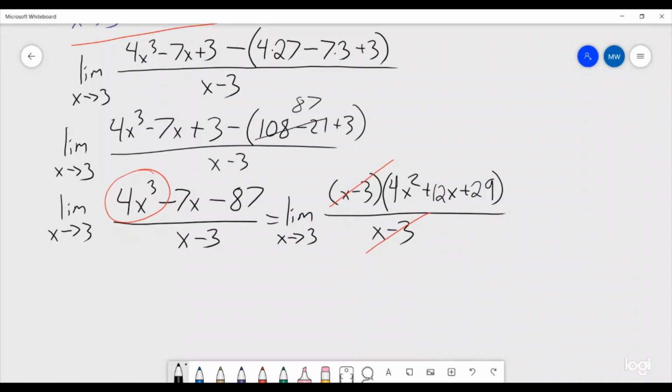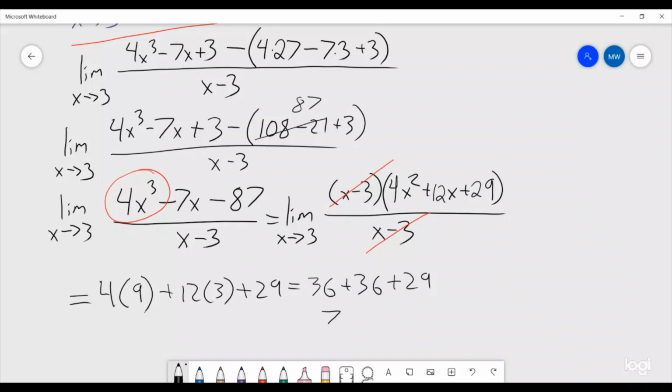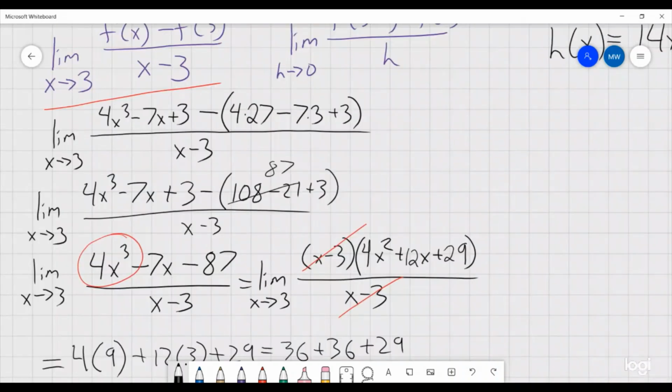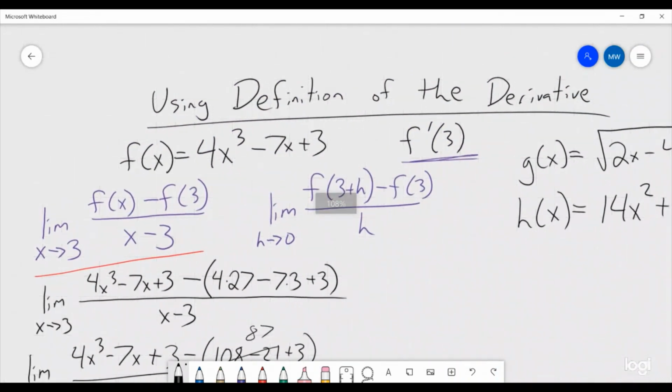Well, now we can plug in 3, so that's equal to 4 times 3 squared, which is 9, plus 12 times 3 plus 29. So this is equal to 36 plus 36 plus 29, that's 72 plus 29, that is 101. So that tells us that f prime of 3 is 101.